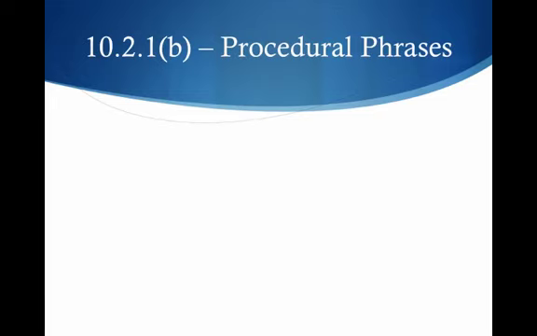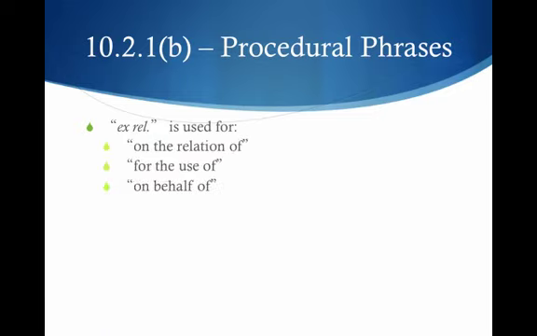Rule 10.2.1b governs procedural phrases. Procedural phrases tell us the relationship of parties and are used to abbreviate certain phrases that you might find in your case caption. XREL would be used for "on the relationship of," "for the use of," "on behalf of," as well as "next friend of." Whenever you have two parties that are connected by a procedural phrase such as these in the case caption, you're going to eliminate the phrase and substitute in XREL.